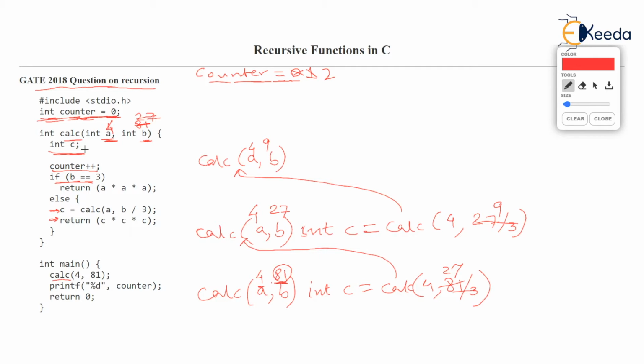If you start this function, you will see that there is again a local C declared, and then counter plus plus. Check the pointer place. Counter plus plus. That means the global counter is now becoming 3. Next line is if B is equal to 3. But B isn't 3, B is 9 now. So else will again run and these two lines will run. But the first line is recursive call. So C becomes equal to, here we go, C equal to calc A comma A is still 4 comma B upon 3, that is 9 upon 3, which is 3.